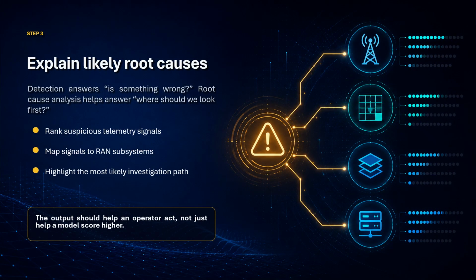The third step is root cause analysis. Detection alone does not solve the operational problem. An alert that says something is wrong still leaves the operator asking, "Where should I look first?" The root cause analysis component identifies which telemetry signals contributed most to the anomaly and maps them back to meaningful parts of the radio access network system. For example, the likely cause may be related to scheduling, radio quality, protocol behavior, or platform resource pressure. This turns a black box warning into actionable evidence.